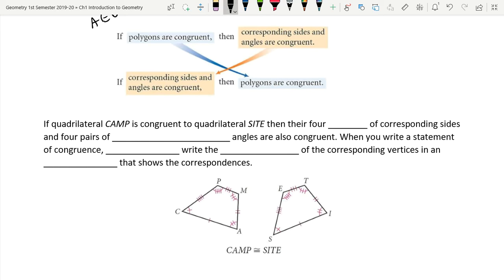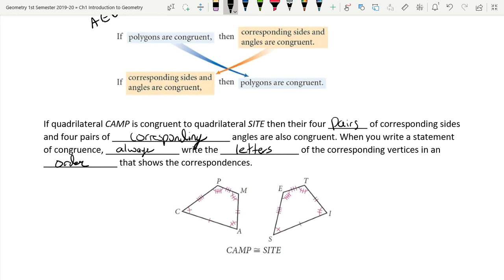If quadrilateral CAMP is congruent to quadrilateral SITE, then there are 4 pairs of corresponding sides and 4 pairs of corresponding angles that are congruent. When you write a statement of congruence, always write the letters of the corresponding vertices in an order that shows the correspondence.